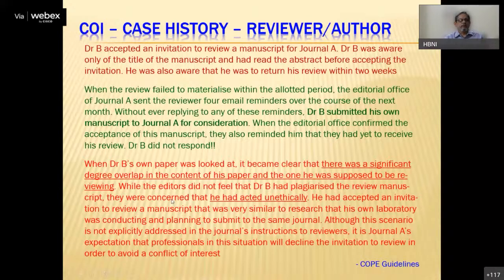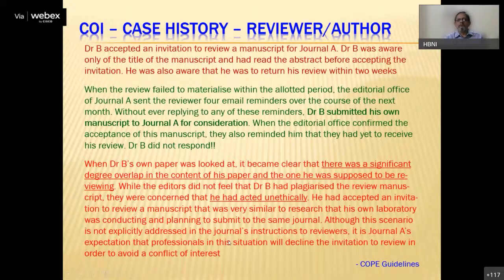While he did not plagiarize, the editors were concerned that he had acted unethically. Why? Because he had accepted an invitation to review a manuscript that was very similar to the research that his own laboratory was conducting and planning to submit to the same journal. So although this scenario is not explicitly addressed in the journal's instructions to reviewers, it is the journal's expectation that professionals in this situation will decline the invitation to review in order to avoid a conflict of interest.